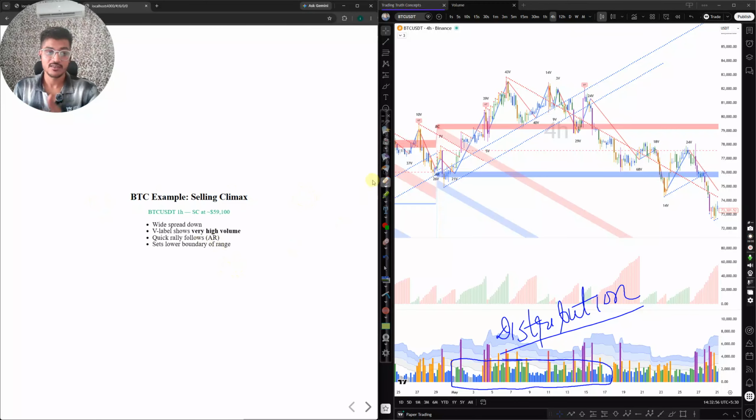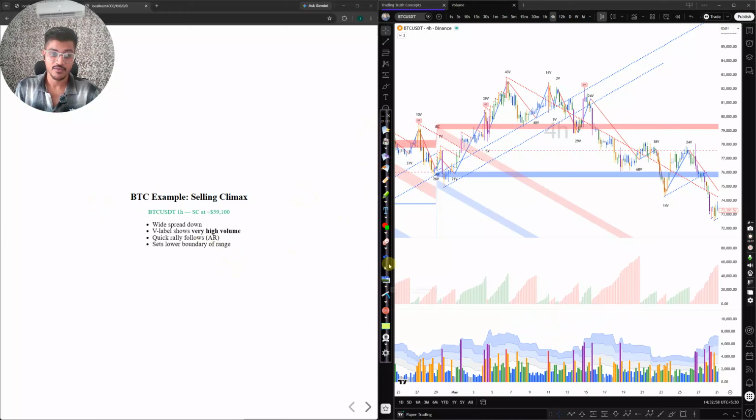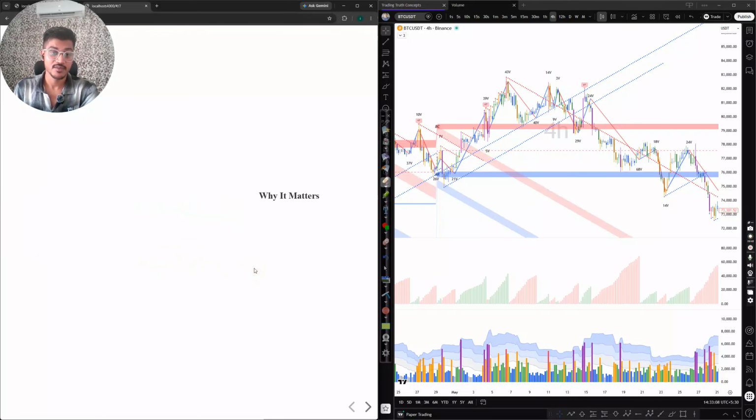I've already shown you guys a couple of examples on Bitcoin. You can also compare the secondary test: lower volume, narrower spread, supply drying up. Why this matters is that it sets our expectation for the climax.